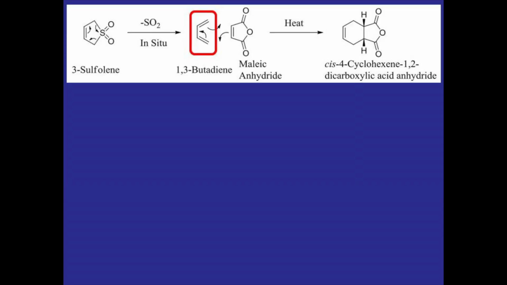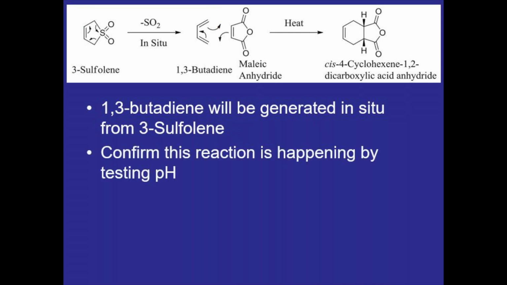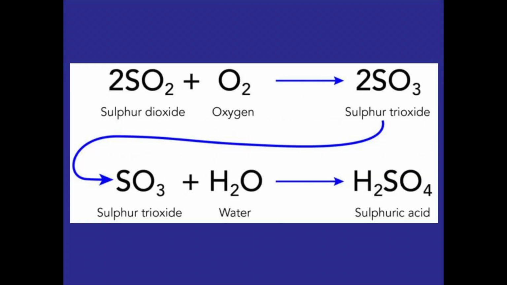The 1,3-butadiene used in this reaction is a gas at room temperature, which makes it difficult to measure and handle, so we'll actually be making it in situ using 3-sulfolene as the reagent. And we can confirm that this reaction is happening by testing the pH. Sulfur dioxide is released in this reverse Diels-Alder type reaction, and as it reacts with oxygen and water, it'll eventually turn into sulfuric acid, which we can then pick up on a pH strip.